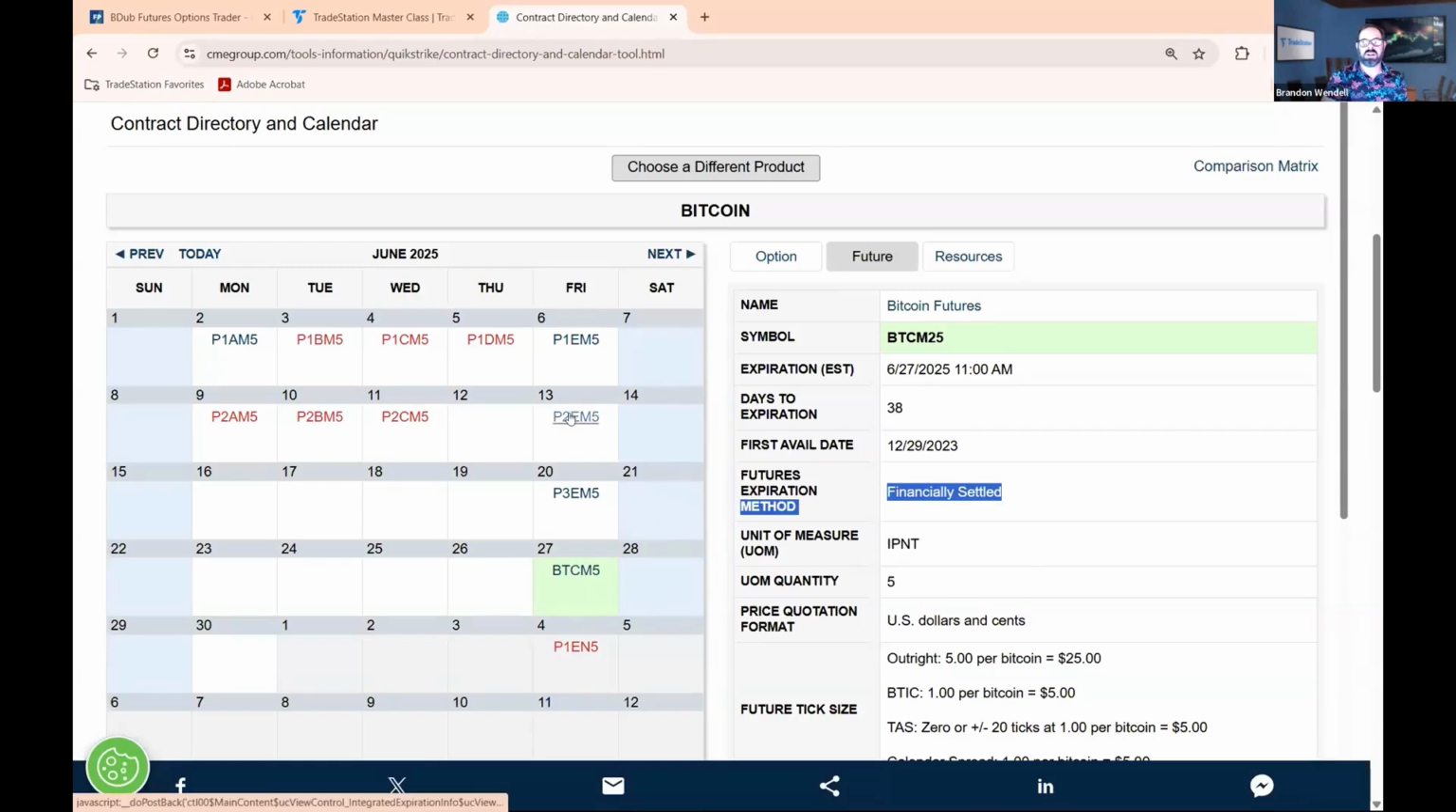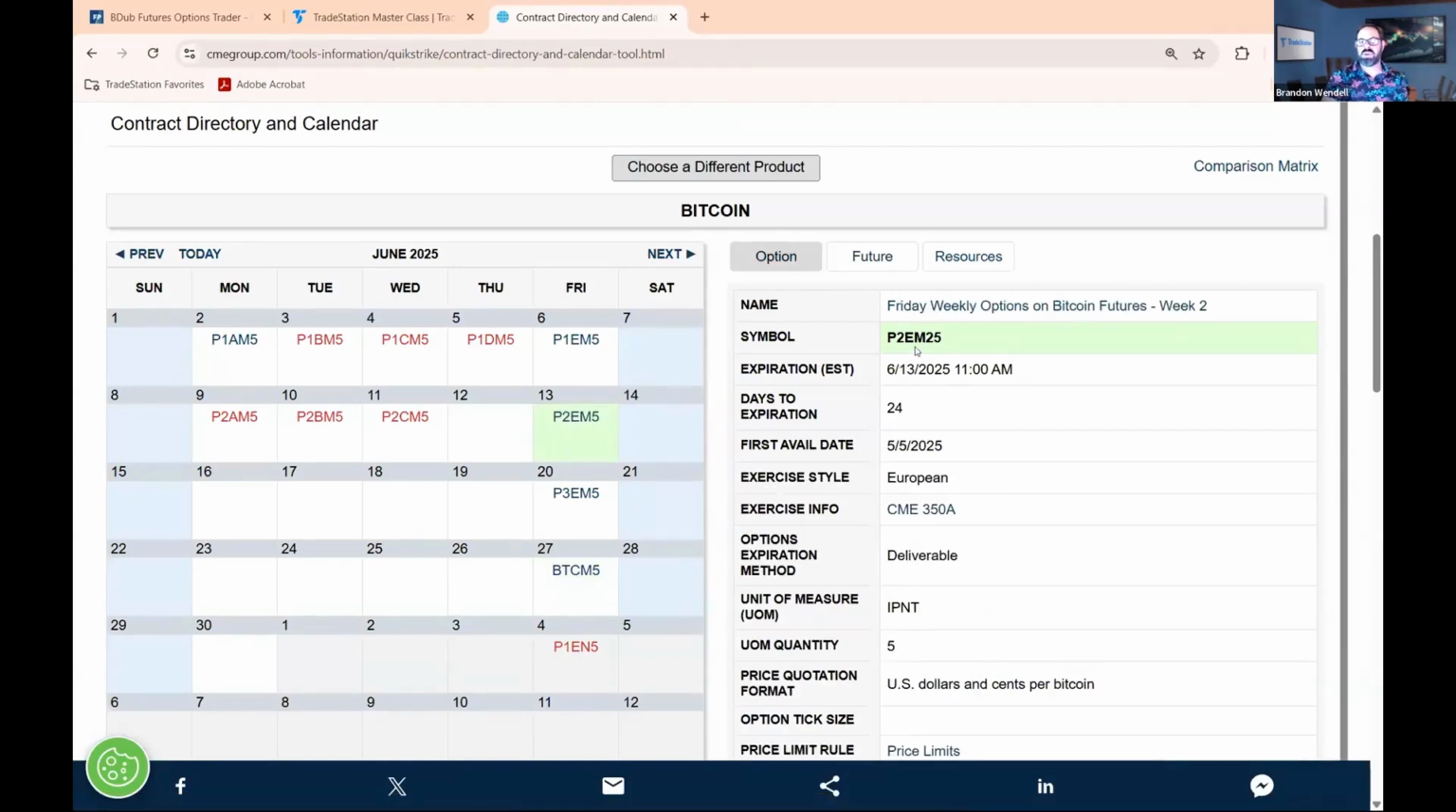If you picked a different contract, let's go back here a little bit. Okay, this is P2EM25. So M25 means June 2025. That number 2 means we're in the second week. And the letter actually is the day of the week, believe it or not. So you'll see it says A, B, C, E. There's no Thursday option on the second week for whatever reason, but you have Monday, Tuesday, Wednesday, Thursday, Friday options on Bitcoin.